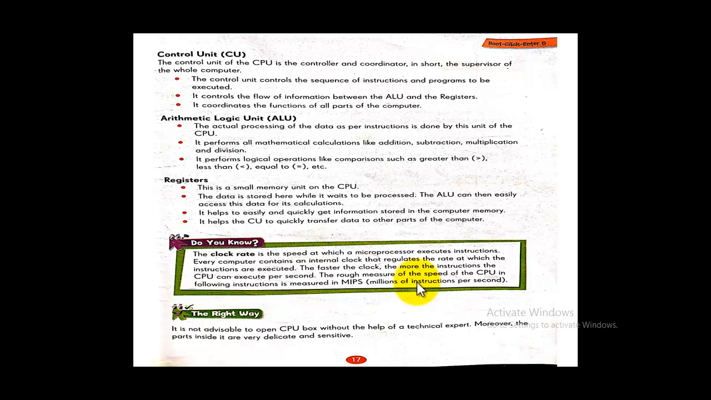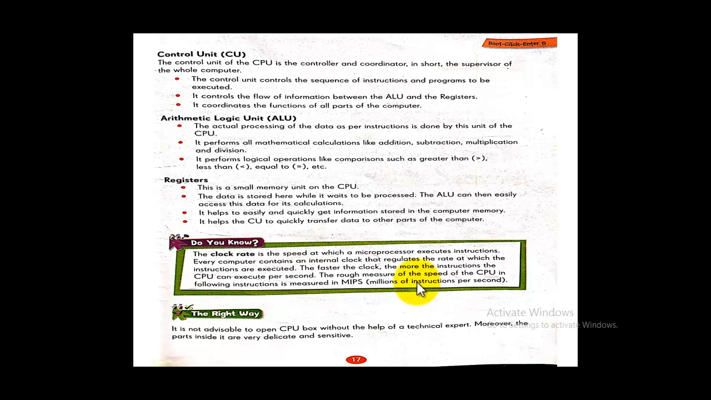Inside the CPU box we have the hard drive, then CD drive, RAM, the motherboard, processors, the processor fan, and the heatsink. Do not open the CPU box without the help of a technical expert.